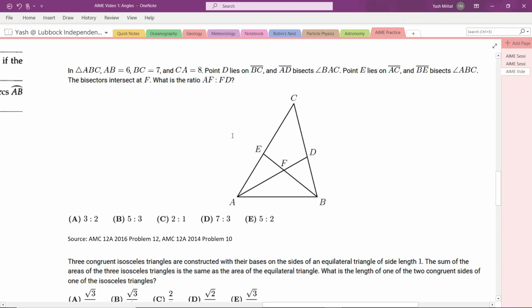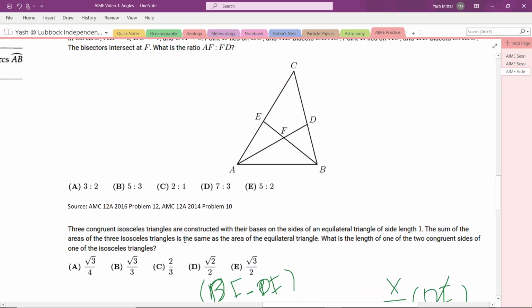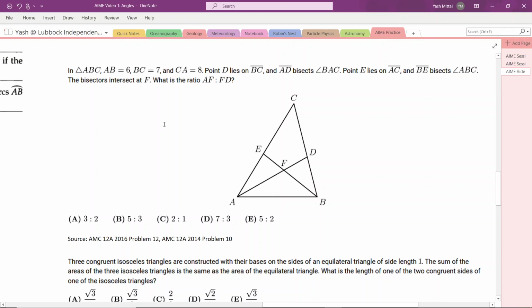But the main issue is that for these problems, we still need to go over two more things.